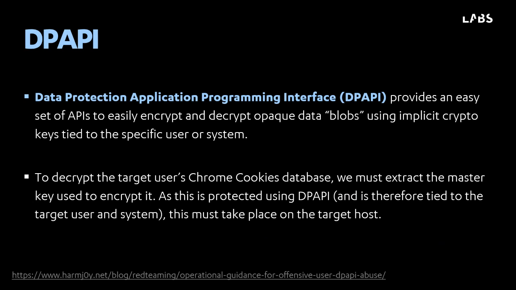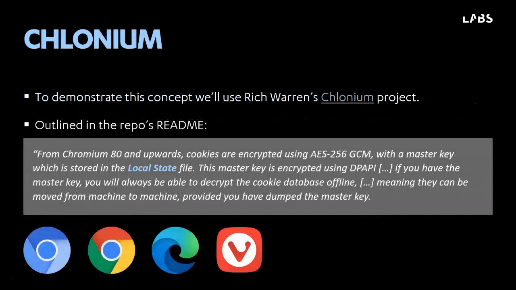So on the endpoint, running in the context of our target user, we can use the CHLONIUM project, here we go, to extract the key that lies within the local state file. Again, we'll see all this in a moment. From there, we can extract the key, we can take the cookie database, and with those two components, we can move over to our attacking host and perform that session hijack, effectively impersonating our user. Just as Rich says there, from Chromium 80 upwards, these cookies are encrypted with AES-256 GCM, and that's stored with a master key in local state.